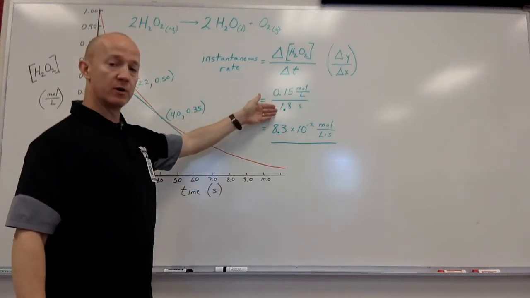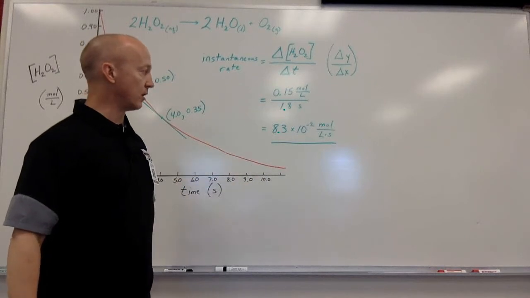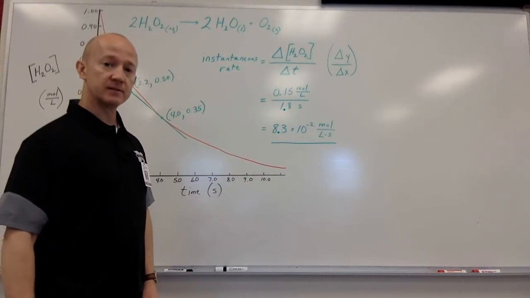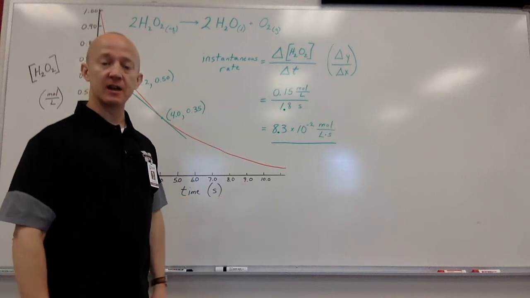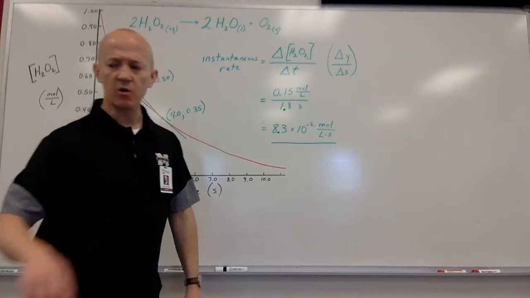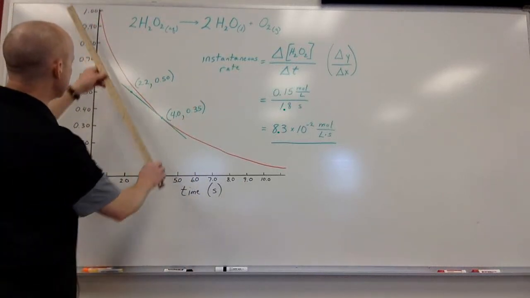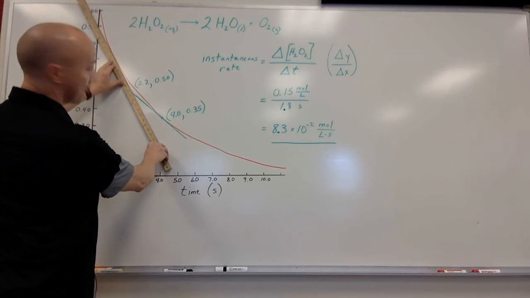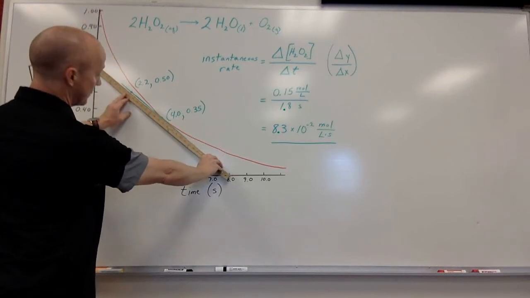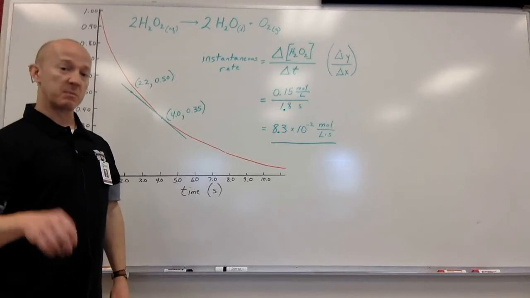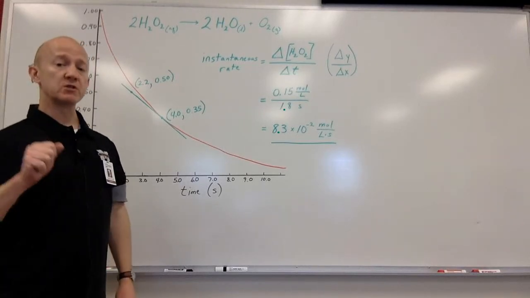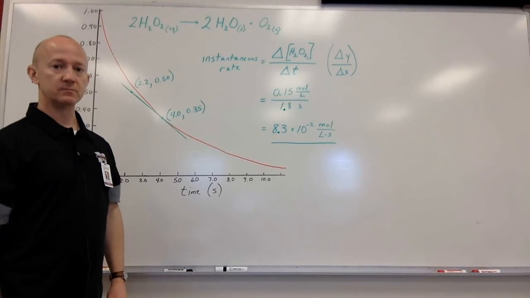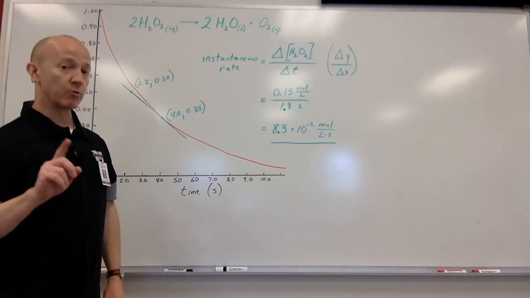0.15 divided by 1.8 seconds gives me 8.3 times 10 to the negative 2 moles per liter second. That is my instantaneous rate. Notice that if I took the rate at a different point, say up here, that my rate would be remarkably different from this one right here. That's the reason why we pick a particular point and we use a tangent line to make sure we have the right slope. Thus, the right rate.